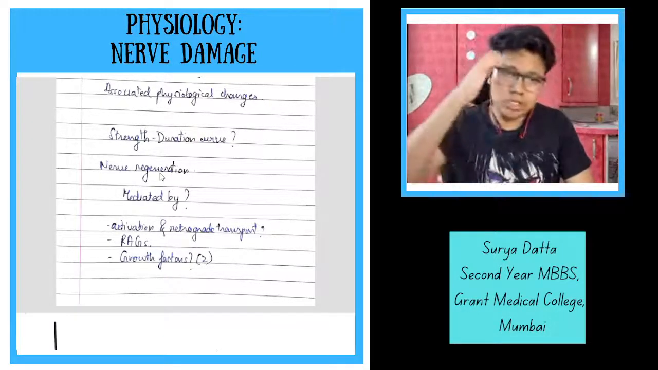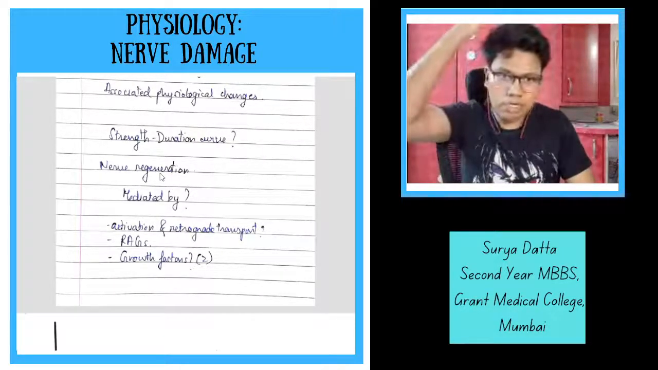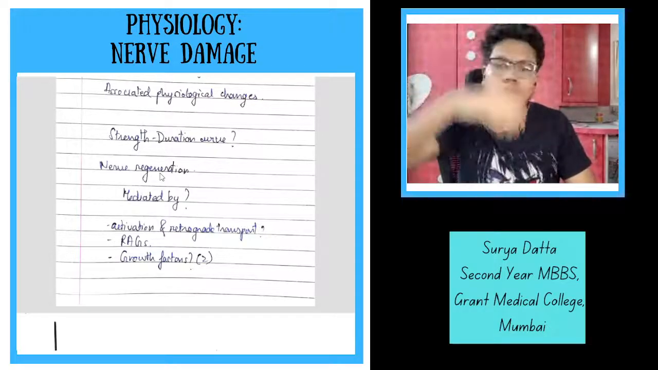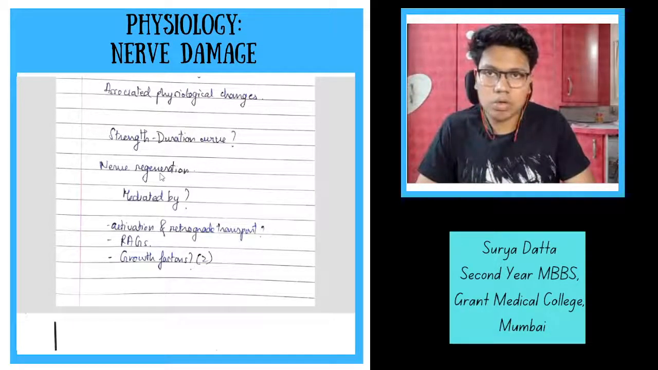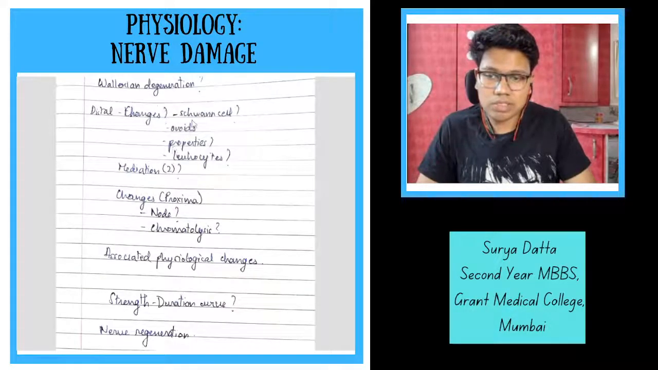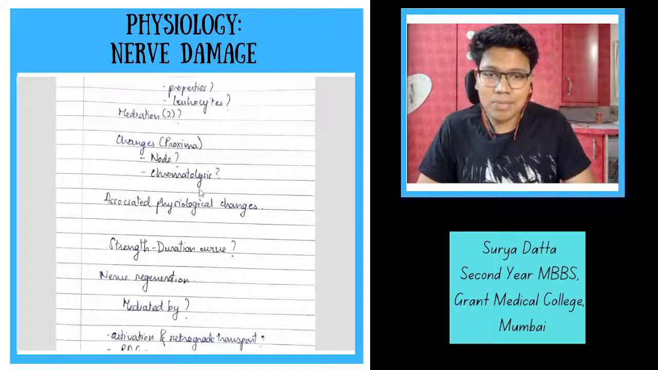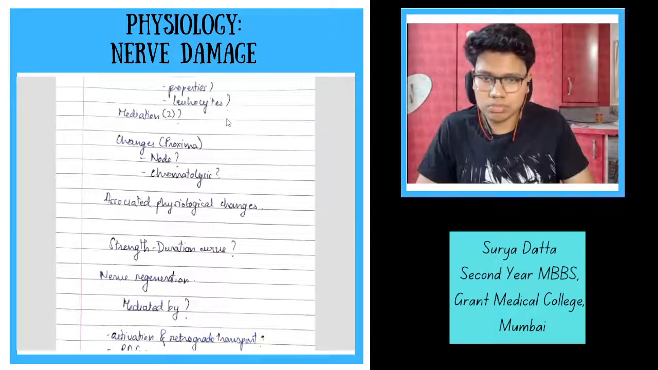Nerve regeneration. Now, nerve regeneration is a little bit different. How nerve regeneration basically works is that it's mediated by the various Schwann cells that were causing the damage. The damage was being caused because of the various changes in the Schwann cells, which were taking place in order to repair the nerve fiber.